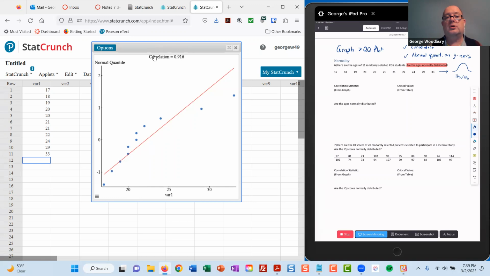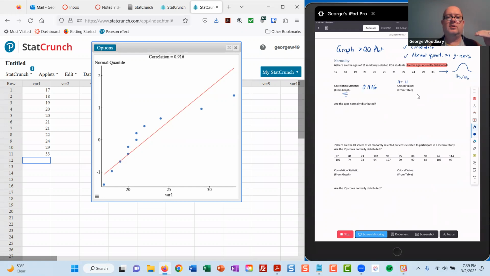So we're going to make our decision based on the calculation it gave us, 0.916. So we're going to write that down. That comes from the graph. Then I need the critical value. I had a sample of size 11. And so I'm going to use my table to find the critical value.